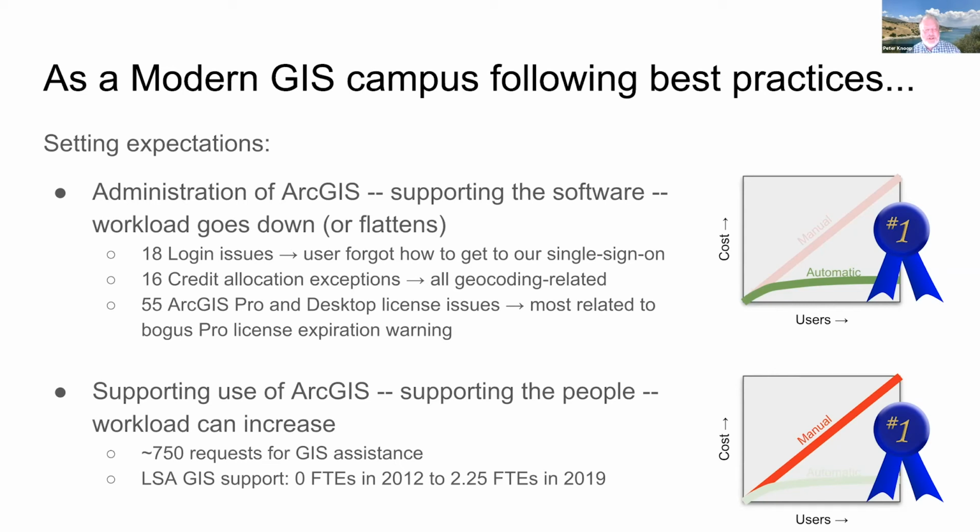Now, in terms of supporting the use of ArcGIS, supporting the people using the software, this is where you can see a workload increase. We had about 750 requests for GIS assistance on our Ann Arbor campus last year. And in the unit I'm in, the College of Literature, Science, and the Arts, we went from having 0 people providing GIS support to 2.25 FTEs in 2019. And it's probably getting time again for us to revisit that as the usage continues to snowball.